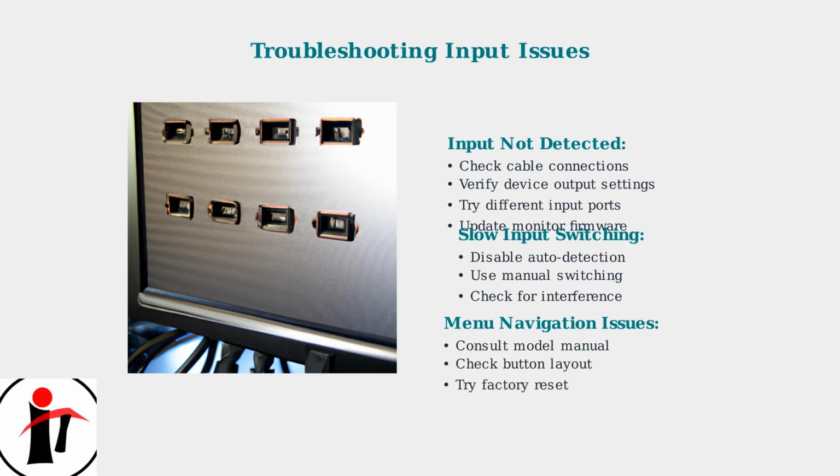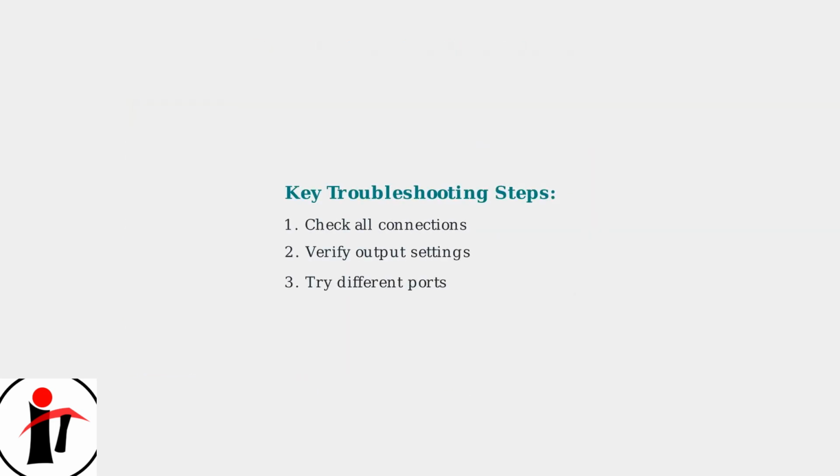If you encounter menu navigation difficulties, consult your specific model's manual for the correct button layout. When all else fails, a factory reset can resolve persistent navigation problems. Remember, most input issues can be resolved by checking connections first, then adjusting settings. These simple steps solve the majority of common problems with Sceptre gaming monitors.